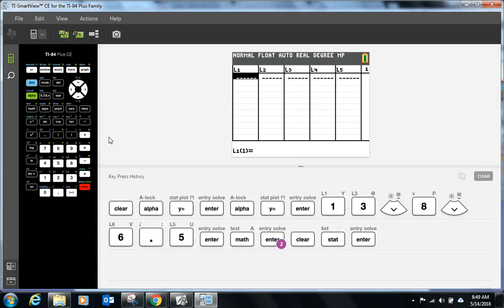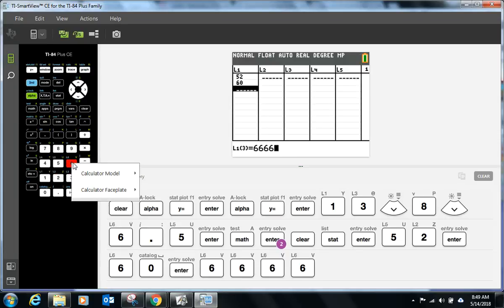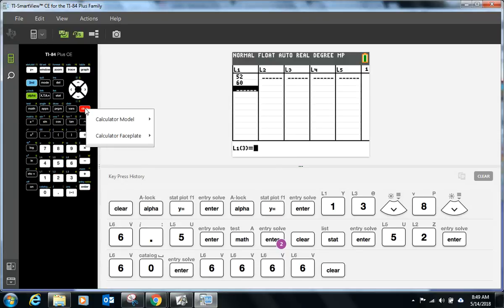Okay, so now what we're going to do is take all those values. So what's the first value? 52. So I'm going to type in 52, and I'm going to hit enter. And it's in list 1. And I'm going to go through and do all of that with all the numbers. 60, enter. 66, enter.